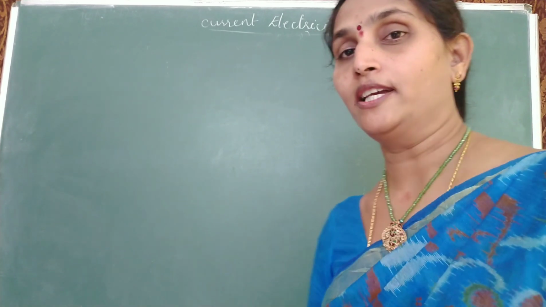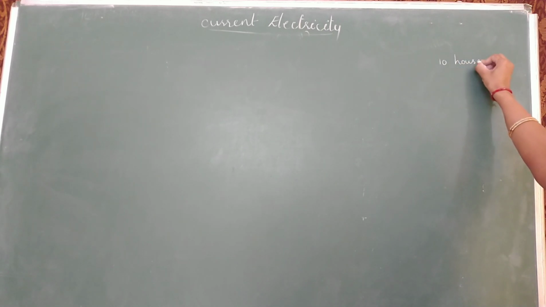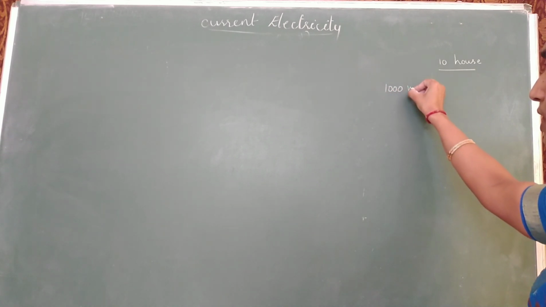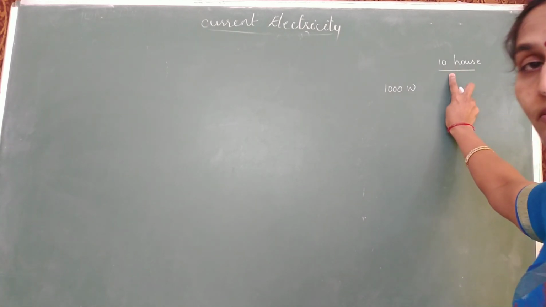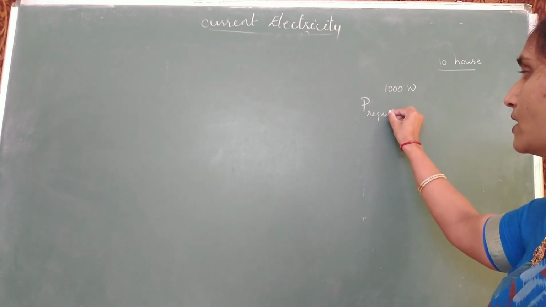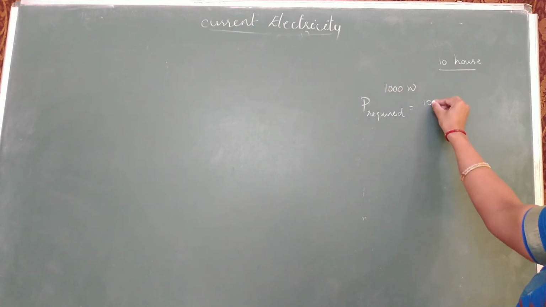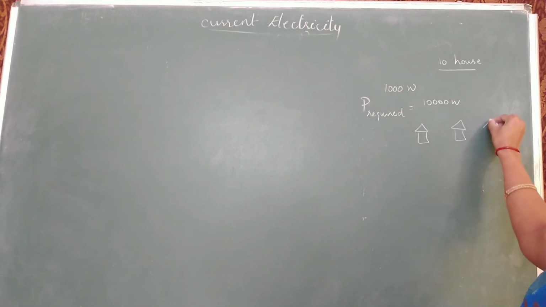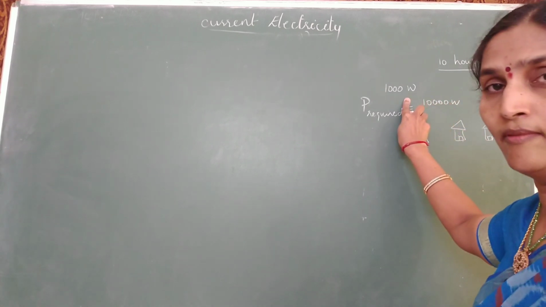Say we have a small village with, say, 10 houses. This is only for an example. Each house requires a power of 1000 watts. A minimum of 1000 watts is required for each house. How many such houses am I considering for the village? 10 houses. So what is the total power required for this particular village? 10 into 1000, which is 10,000 watts. I'll assume that these are small houses. Each house needs a power of 1000 watts, which is a minimum value.